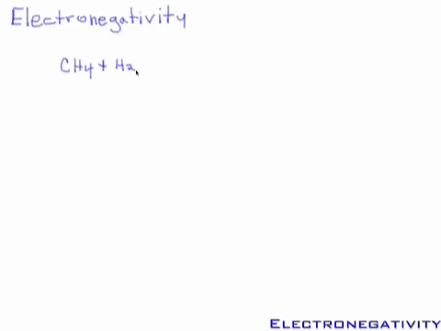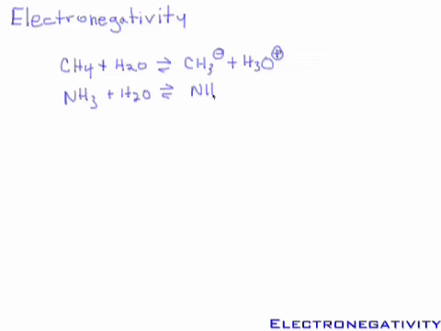reacting with H2O, going to CH3 minus plus H3O plus, the ability of carbon to bear that negative charge determines the ease with which the loss of H plus occurs. If I now take neutral NH3, react it with H2O, and compare the same reaction, producing NH2 minus and H3O plus.